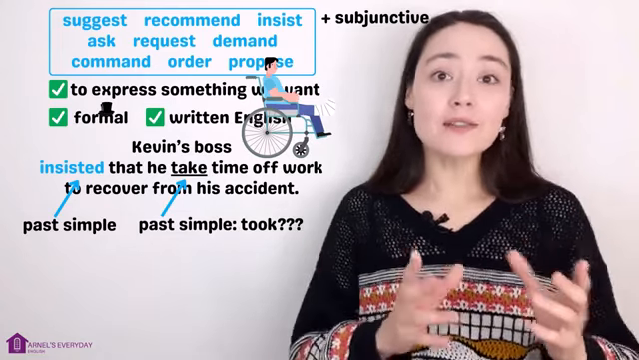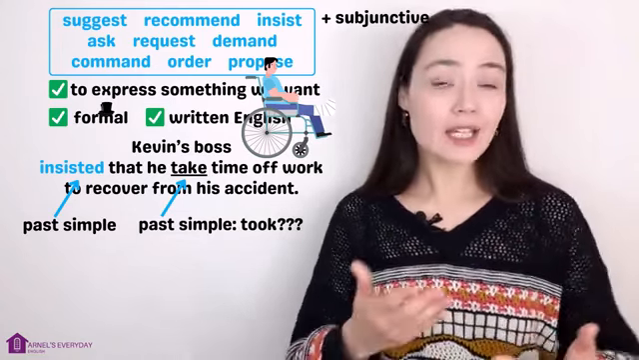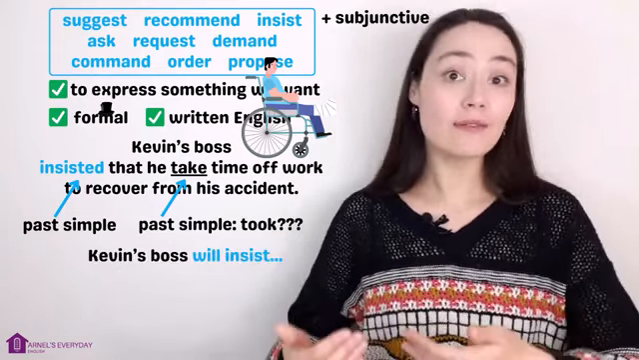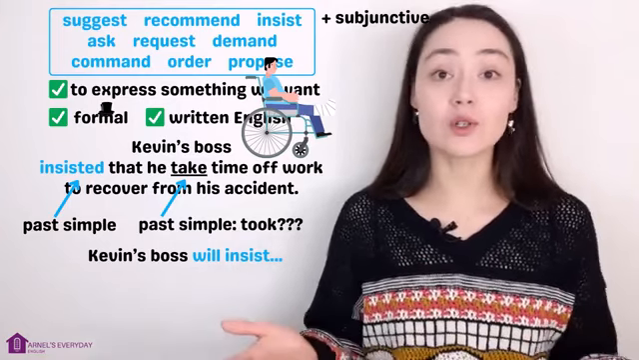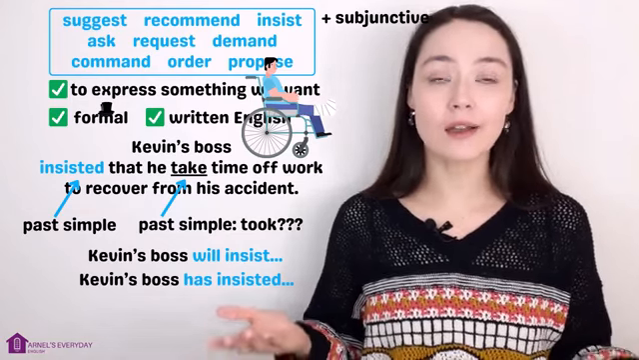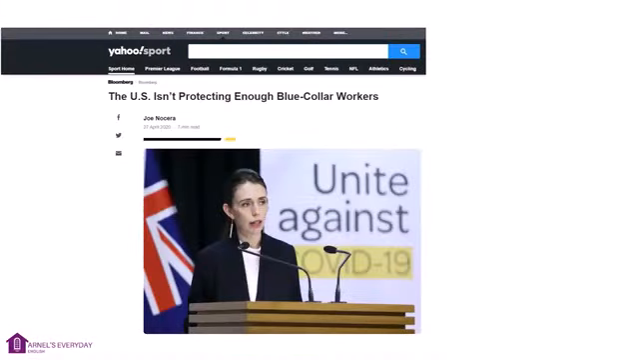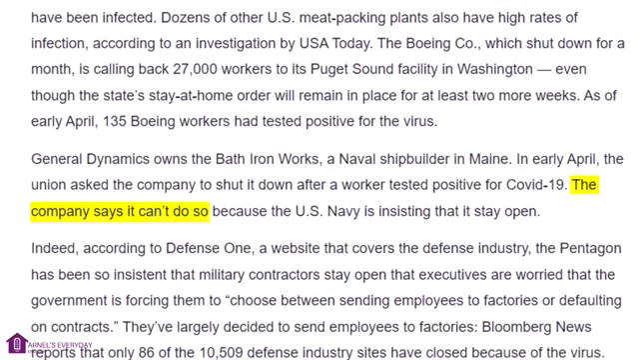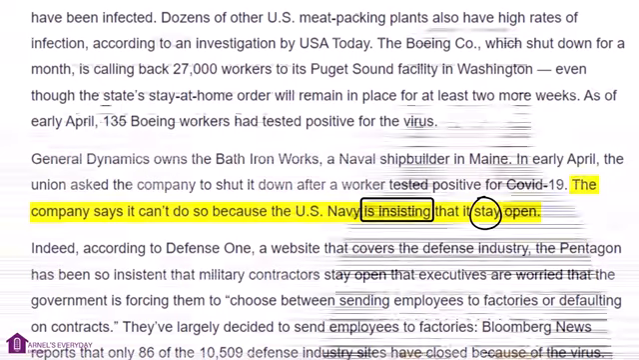No, the subjunctive has one verb form. And if you want to change the tense, that happens with the main verb. For example, Kevin's boss will insist. Future simple. Kevin's boss has insisted. Present perfect. Let's look at an article from Yahoo Sports. The company says it can't do so because the US Navy is insisting that it stay open. You can see the present continuous is being used, and we keep the subjunctive verb the way it is.